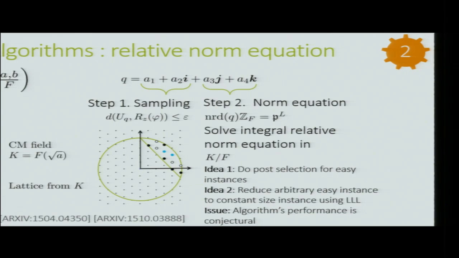And then the second part is the norm equation. It's interesting that the complexity of solving the norm equation is a question that is not completely answered. In our case, to get polynomial time algorithms, we need to restrict our attention to a special subset of norm equations such that the right-hand side is prime, and then we can solve it in polynomial time. In particular, we can reduce what I call an easy instance with prime right-hand side to a norm equation with a constant right-hand side using LLL.